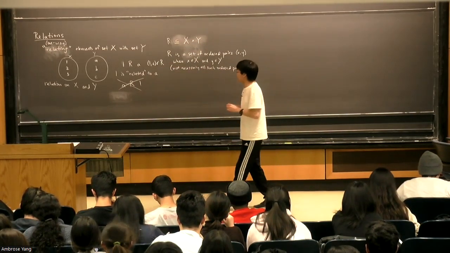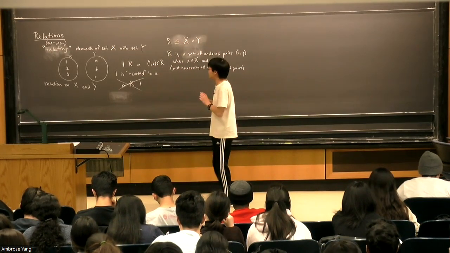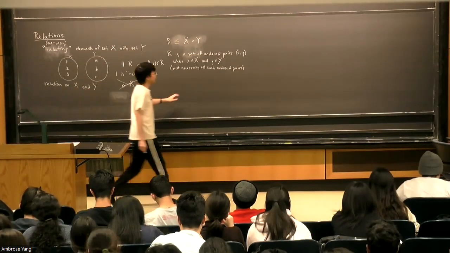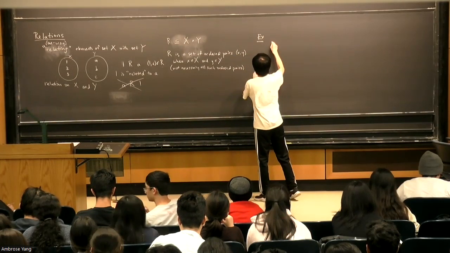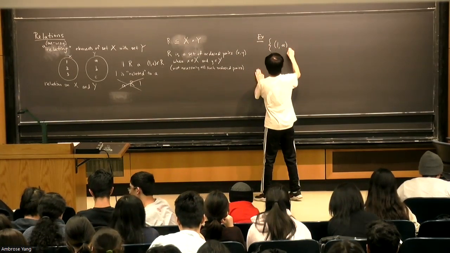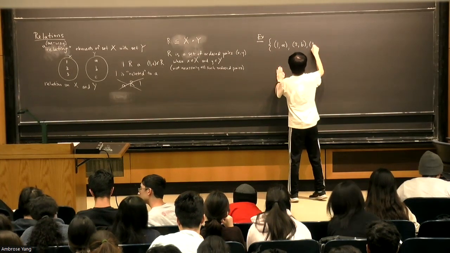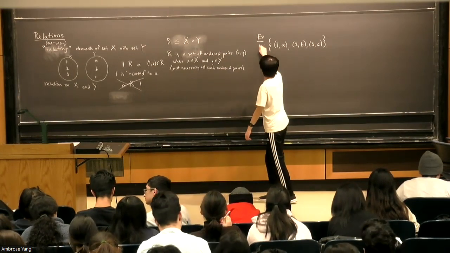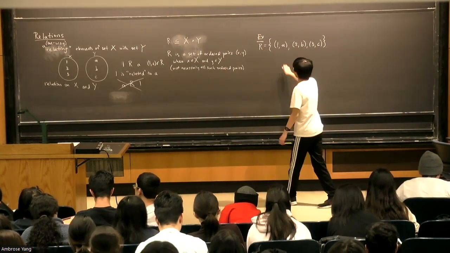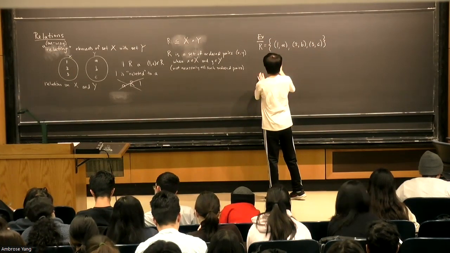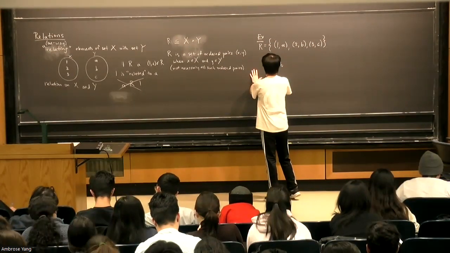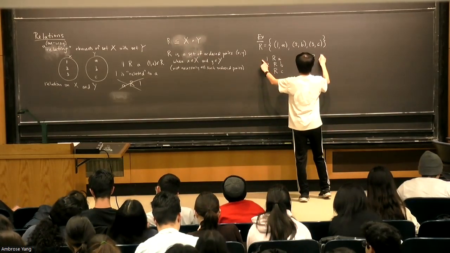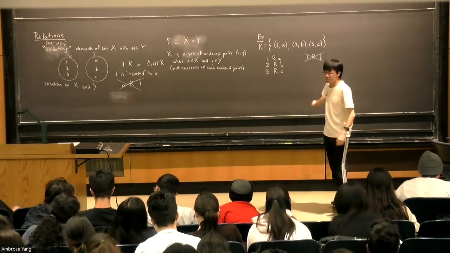I'd like to make this a little bit more concrete. Let me give you an example of a relation between X and Y. Let's say I have (1, A), (2, B), (3, C). Let's say this is now my R. In this, I know that 1 is related to A, 2 is related to B, 3 is related to C, but I know that 1 is not related to B.